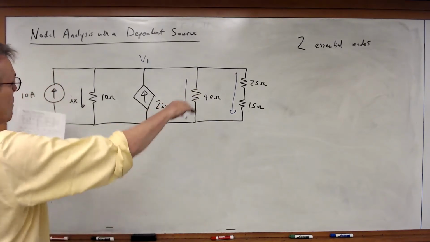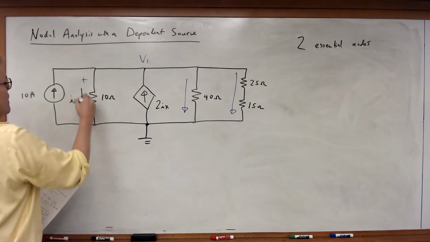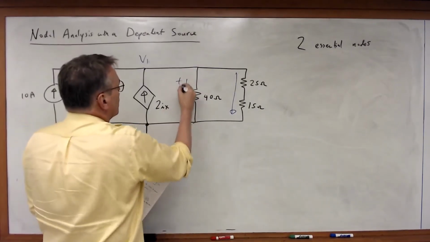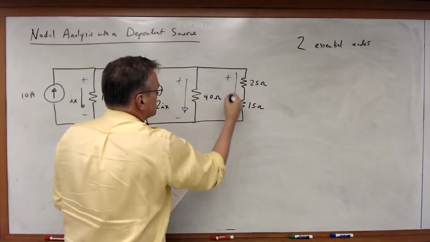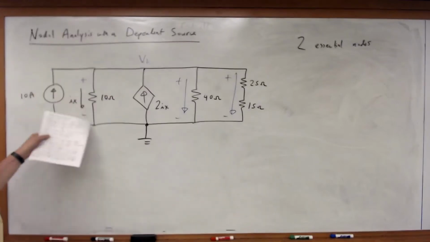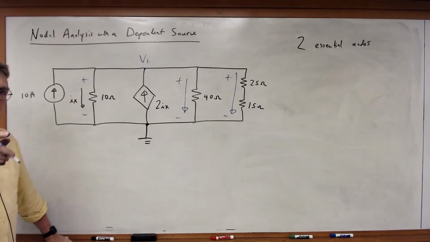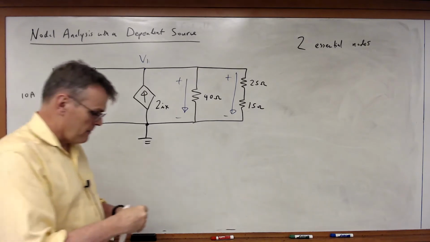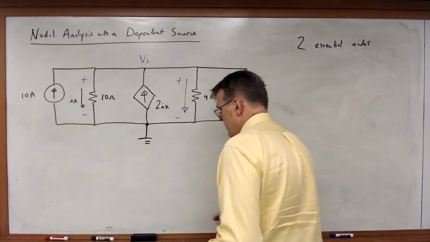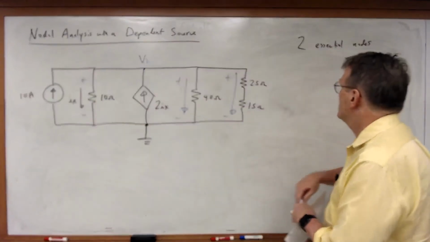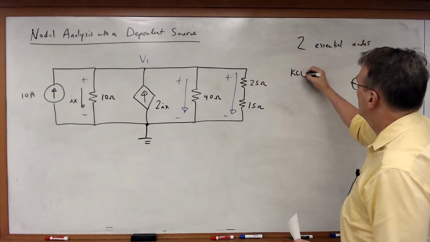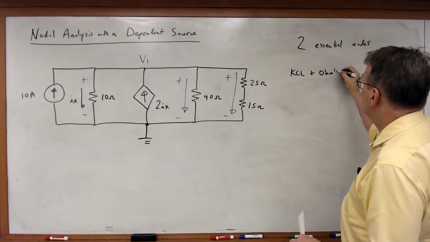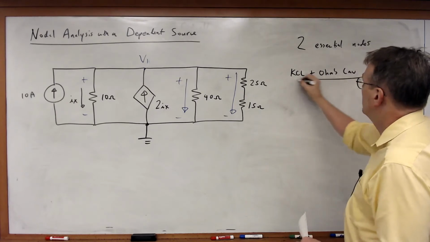So, having drawn the directions, let's add our voltage drops across our resistors according to the passive sign convention to make sure we don't make any sign errors when we write our equations. And now let's go ahead and solve. Well, in this case, KCL plus Ohm's law. There's really only one equation we need to write.